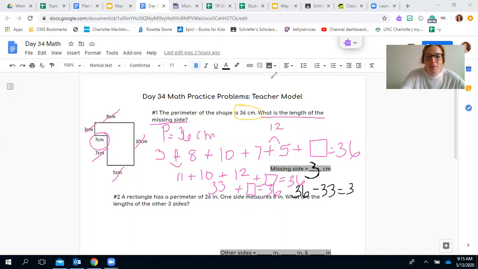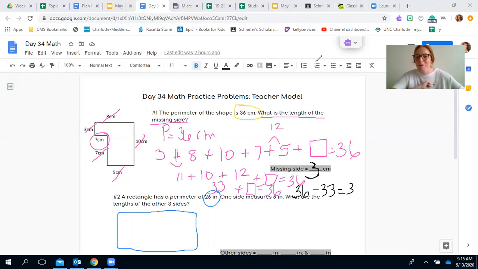Right, looking at question number 2. A rectangle has a perimeter of 26 inches. Now, this problem does not give us a figure as the first problem did, so I need to show my work and I need to draw my own rectangle. So I'm going to draw my rectangle here. It is not a perfect one because I'm drawing with my finger.